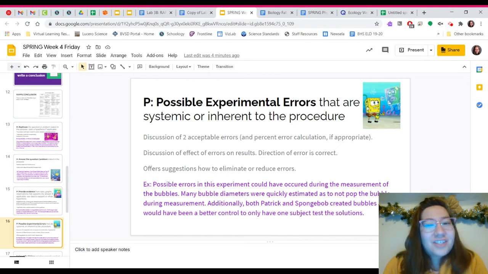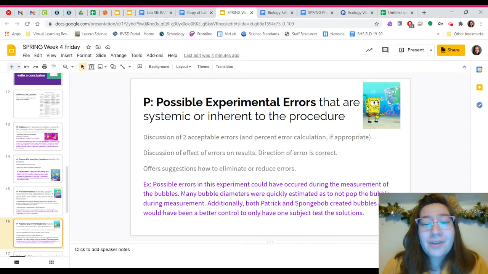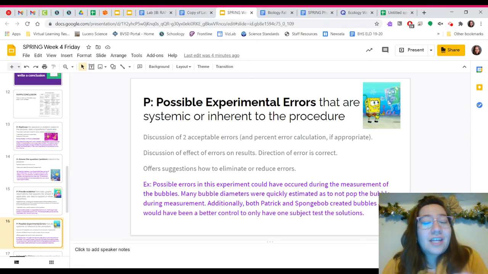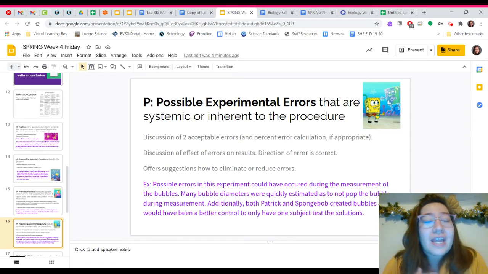You want to be as specific as possible in what could be some potential errors. In the case of the superbubbles, maybe there were errors that occurred during the measurement of the bubbles. The bubble diameters were quickly estimated because the bubbles were going to pop during measurement. And another error: Patrick and SpongeBob created bubbles, and it would have been a better control to only have 1 subject testing the solutions.